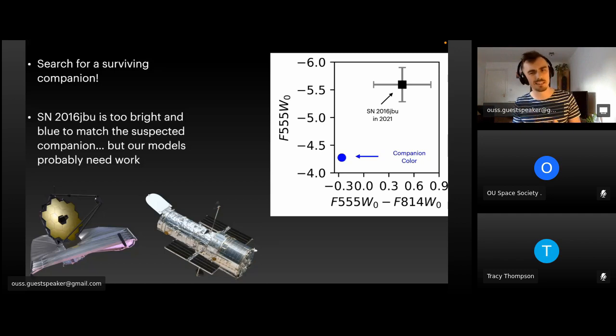Although this might be a little downfall in our models, and maybe more time is needed for everything to calm down a little bit more to actually get a good opportunity to search for a surviving companion. And this is an excellent opportunity to use the Hubble Space Telescope, if it survives the next few years, and the recently launched JWST. Doing a joint operation between these two would be fantastic for a science case like this.